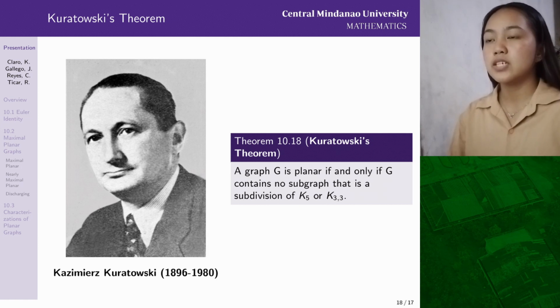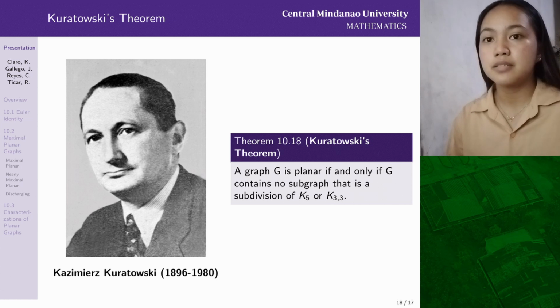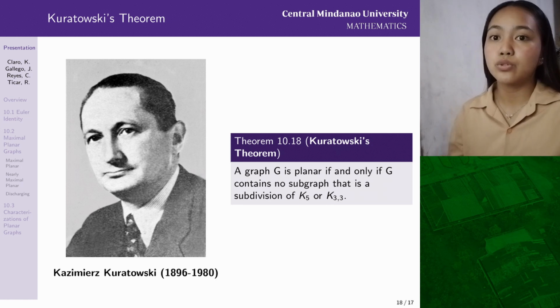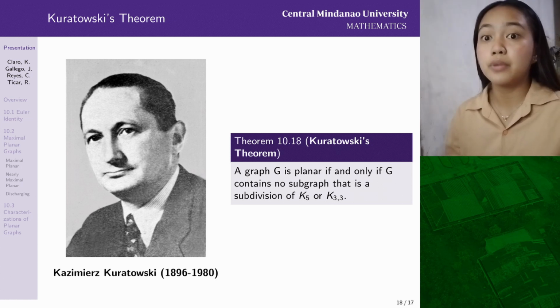So first is i-assume nato nga atong G is planar. So if i-subdivide nato atong G, dili maapektuhan iyang planarity. So since atong K5 o K sub 33 are non-planar, so atong G is dapat dili siya mag-contain og subgraphs or subdivision sa K5 or K sub 33 tungod kay mahimo atong G as non-planar.